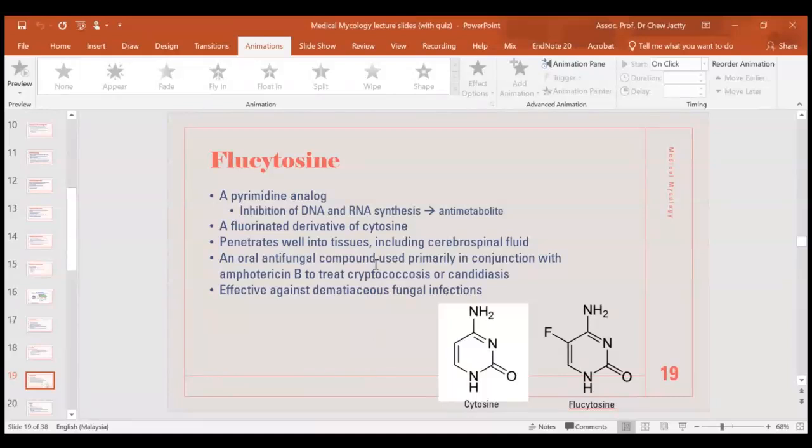So these are mainly the subcutaneous mycosis. So this is the second one: a pyrimidine analog, and it acts as an anti-metabolite and inhibits DNA and RNA synthesis. It competes with cytosine.